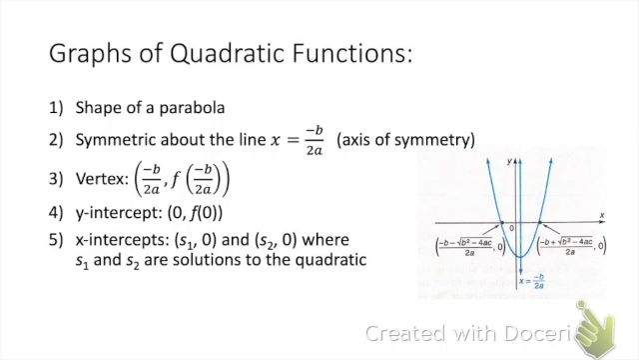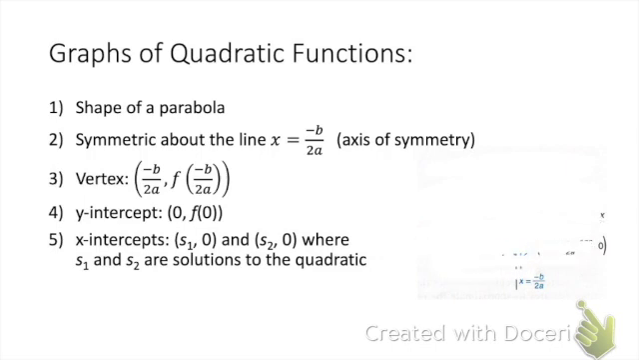We know that our parabola is symmetric about the line x equals negative b over 2a, which we call the axis of symmetry. And I think I'll create this graph bigger. Let me erase that for now. We know that we can find the vertex by whatever that x value is from our axis of symmetry; that would be the x coordinate of your vertex.